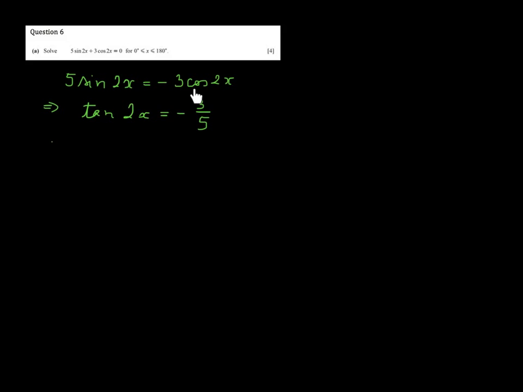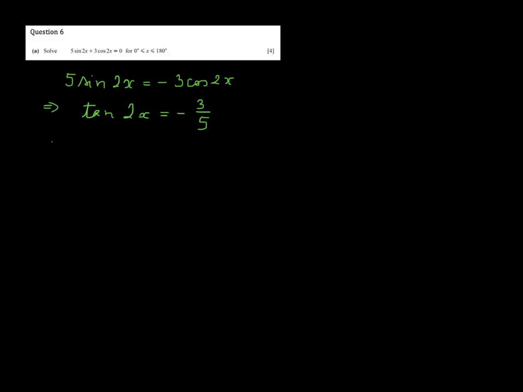I divided here both sides by cos 2x. Cos 2x cannot be 0, because if cos 2x would be 0, sin 2x would be either 1 or minus 1, and this equation would not be fulfilled. So this allows me to divide by cos 2x. I know it is not 0, so I get a single trigonometric function. Tan 2x is negative 3 over 5.